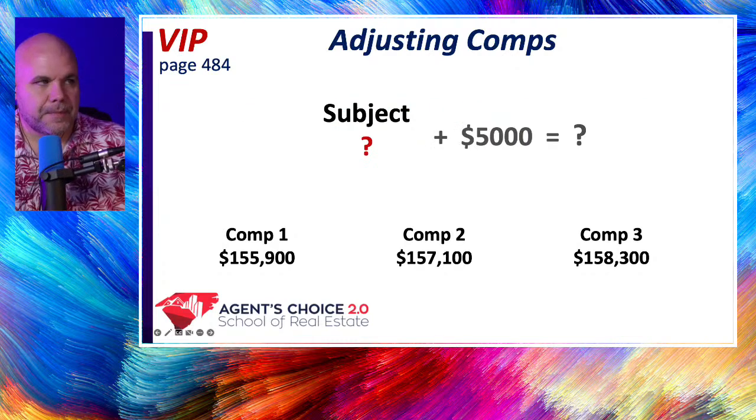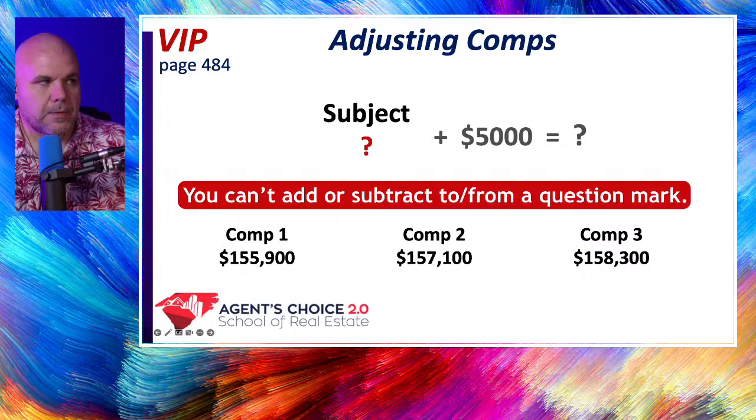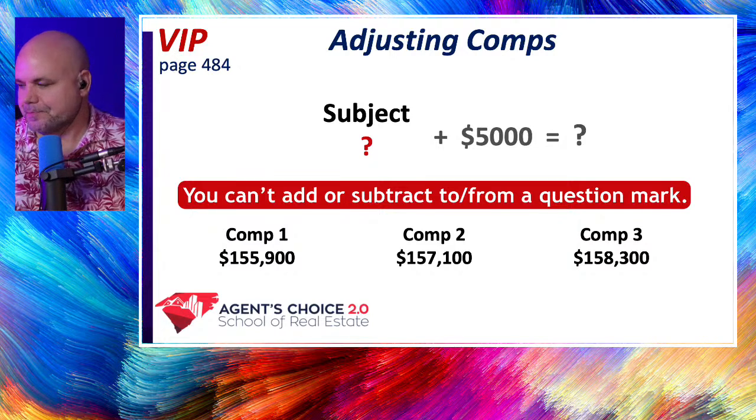First of all, we can't add or subtract from the subject because it's a question mark as to what it's worth. So you can't add or subtract from a question mark, right? So you never adjust the subject. Write this one down. Never adjust the subject, always adjust the comparable. Quite likely you'll see that as a question.